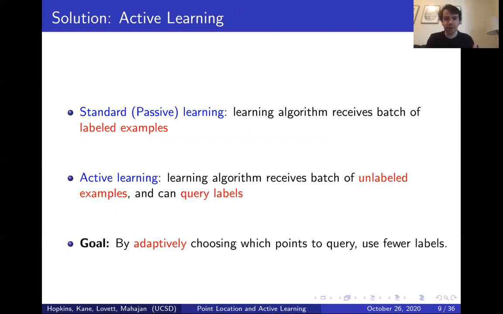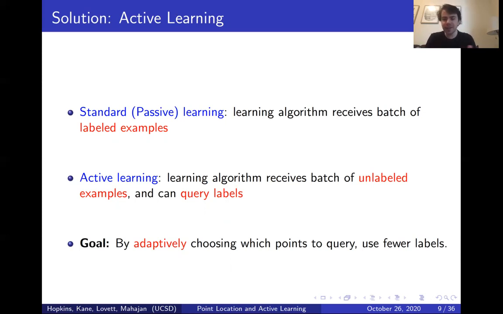And what is active learning? Well, in more standard passive learning, your learning algorithm will receive a batch or a stream of labeled examples. And the idea is that you want to ask, how many labeled examples do we need until we can run our algorithm, until we can learn whatever the classifier is with high probability.